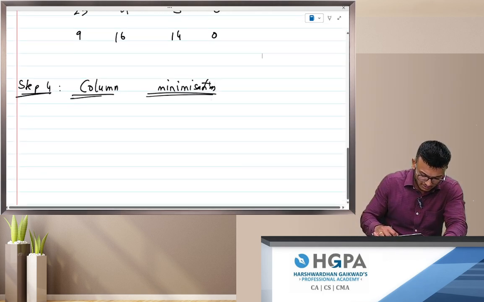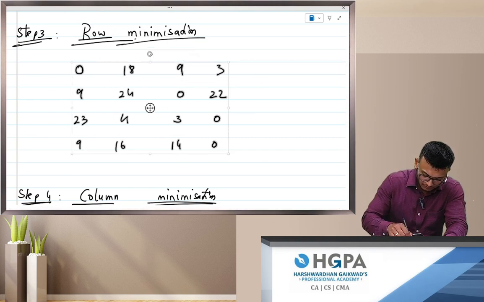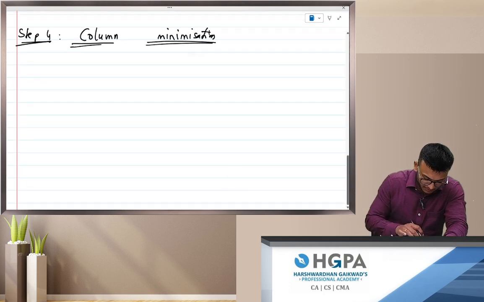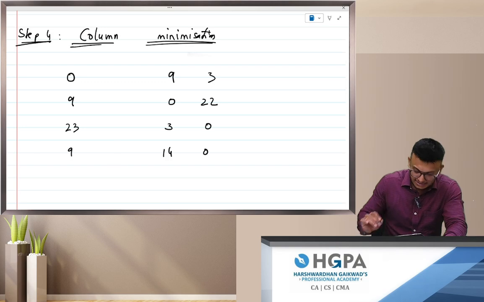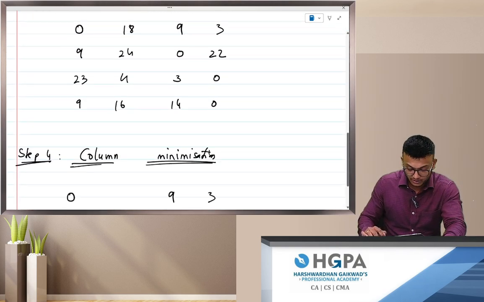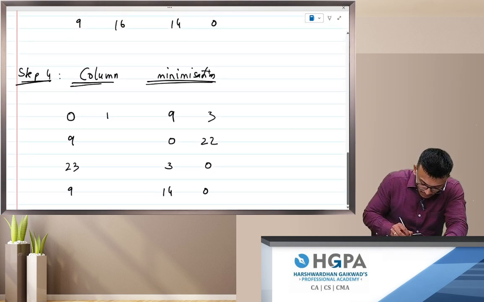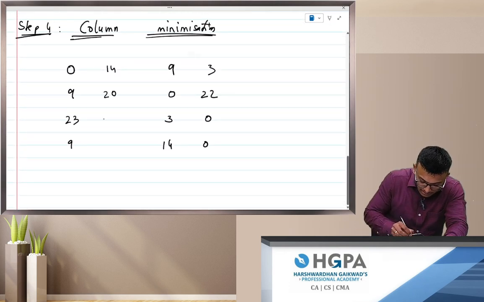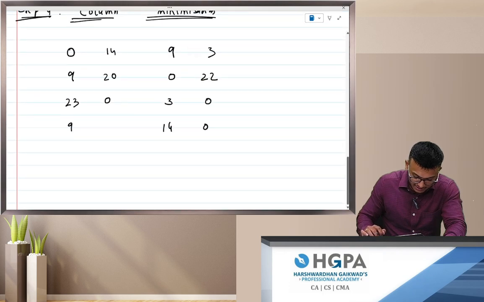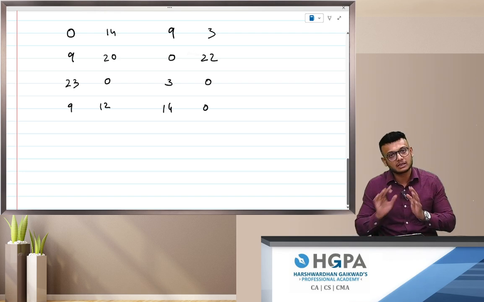Okay, column minimization, I'll do one thing. Copy, I'll paste it over here, and what I'll do is keep this the same, rub this, and keep this the same. Okay, can we do it? Second row, second column, the lowest number is 4, so 18 minus 4 will be how much? 14. Next, 24 minus 4 will be 20, this will be 0, and the last, 16 minus 4, will be 12. Okay, the rest of the columns will remain the same.